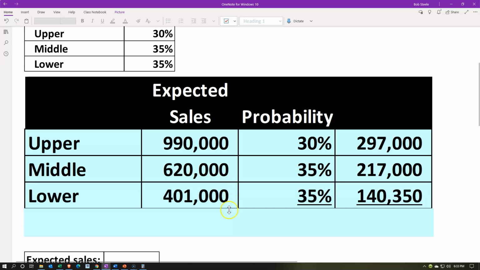And the third option is going to be the lower of the 401. We think it's 35% likely. Therefore, if we multiply that out, the 401 times 35%, we're going to get 140,350.